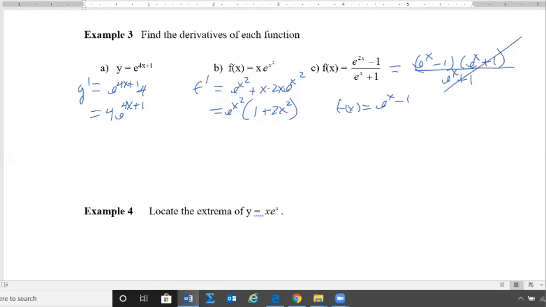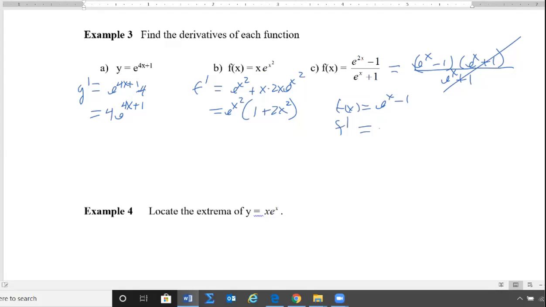Okay, and of course this denominator would never be 0, so this is good for all x. F prime, e to the x, that's it, that's all it is. Okay, so that was the fast way.